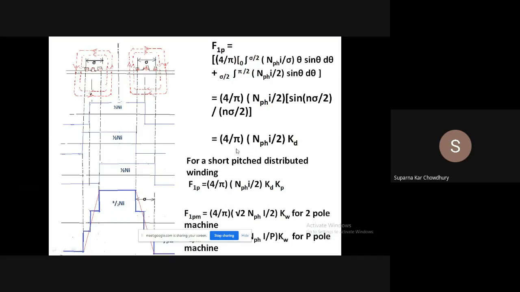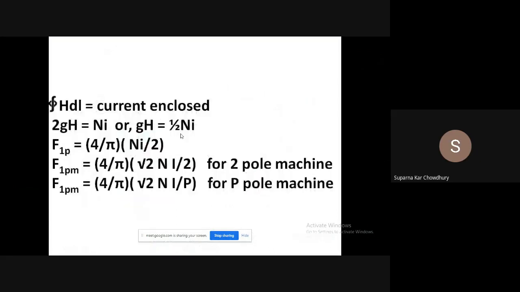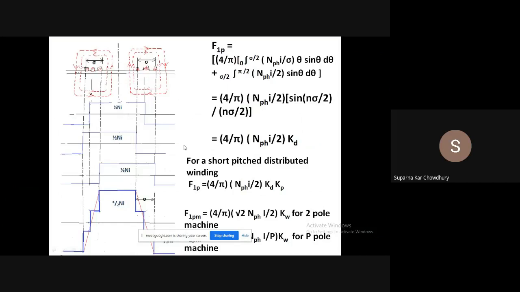So integrating, we will get 4 by pi N phase I by 2 into kd. It was 4 by pi Ni by 2, and this expression is 4 by pi N phase I by 2 kd. That is the same expression, only multiplied by kd, and this is basically sine of n sigma by 2 divided by n sigma by 2. This is nothing but the distribution factor that we have derived.